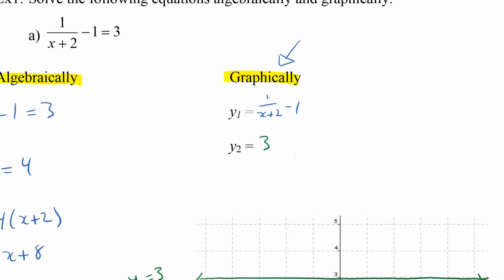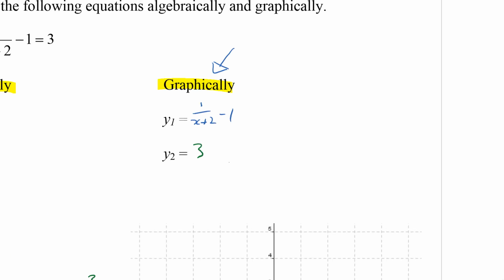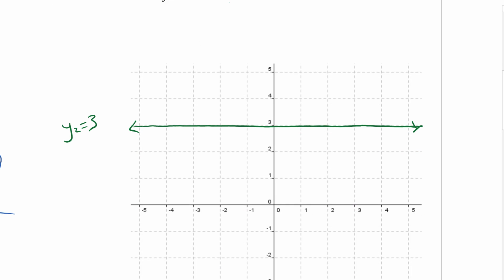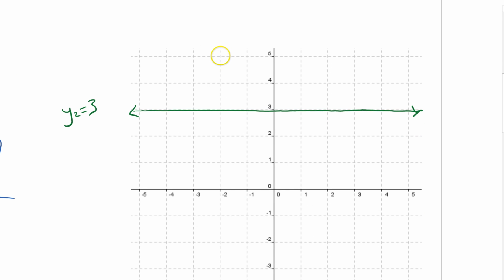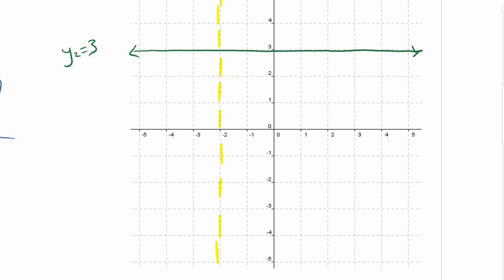My other one isn't really too tough either. I notice here I've got a vertical asymptote where x is equal to negative 2, and I have a horizontal asymptote at negative 1. So I'll put that in. At negative 2, I'll draw my asymptote here, and my second asymptote at minus 1.